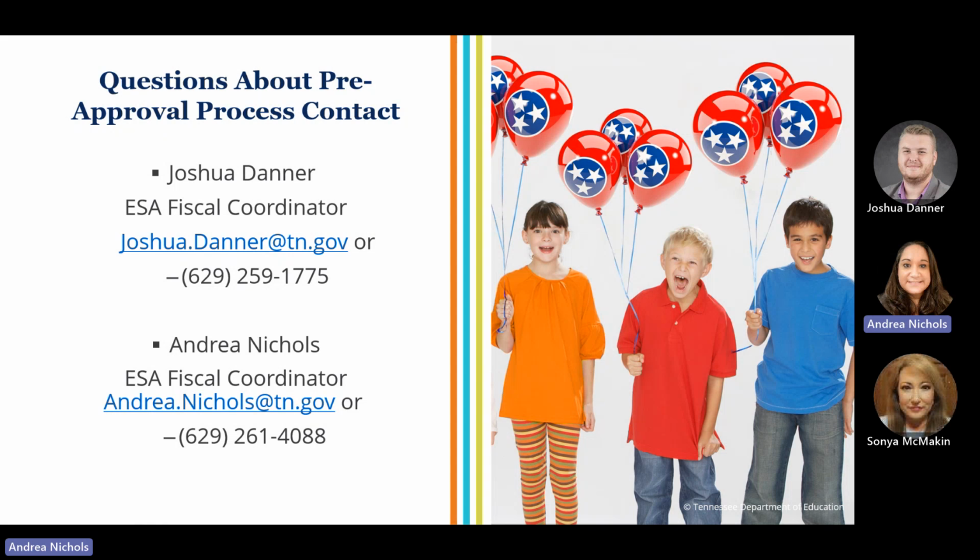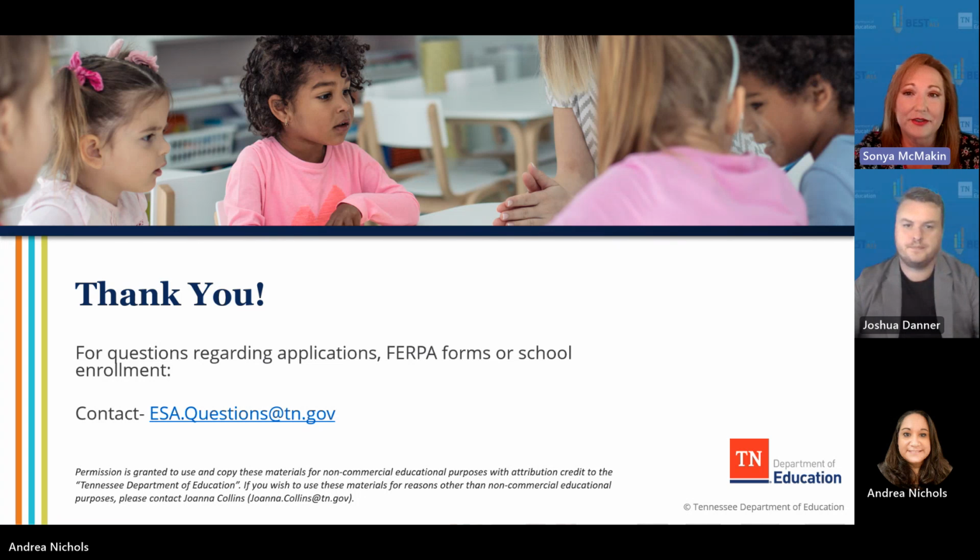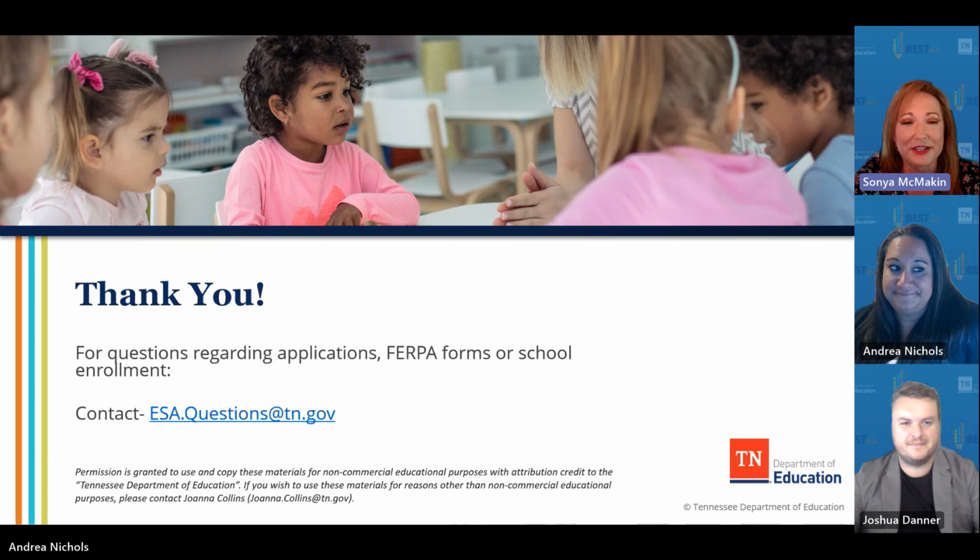If you have questions about this process, please contact me, Andrea Nichols, at andrea.nichols@tn.gov or 629-261-4088, or Joshua Danner at joshua.danner@tn.gov or 629-259-1775. The ESA program team can also help with additional questions concerning applications, Family Educational Rights and Privacy Act waivers, or school enrollment by emailing esaquestions@tn.gov.